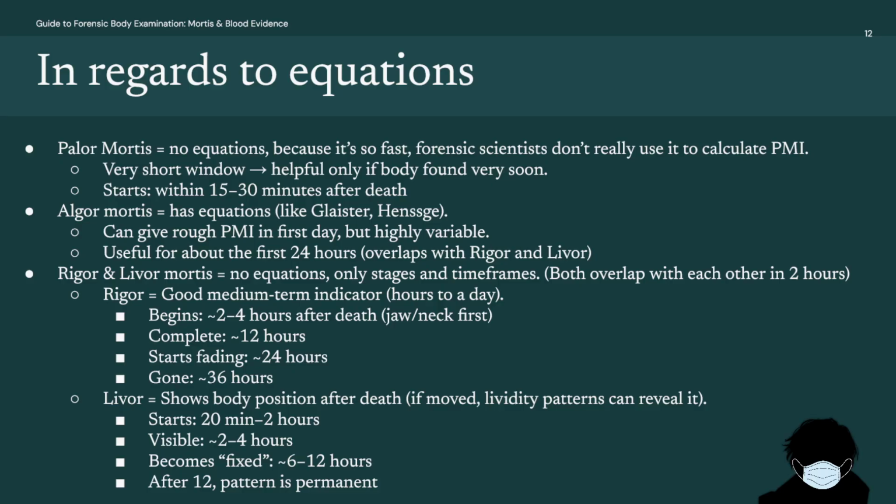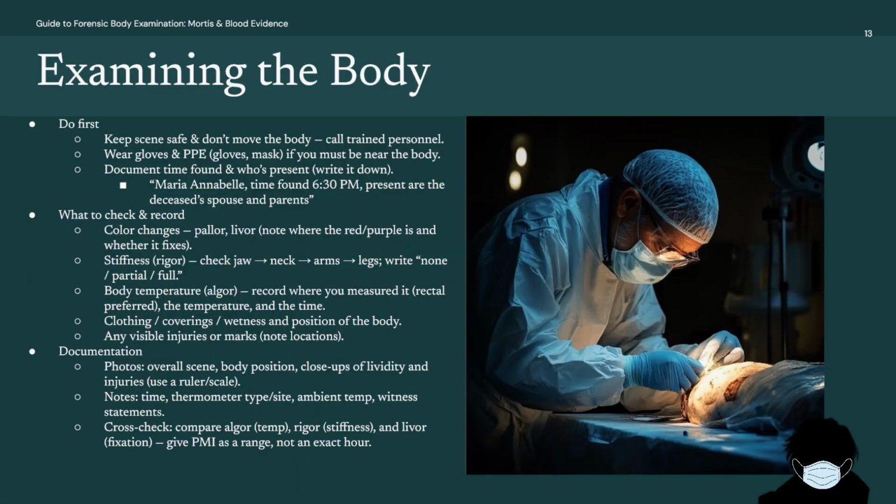Livor mortis shows the body position after death. If moved, lividity patterns can reveal it. It starts at 20 minutes to 2 hours, visible at 2 to 4 hours, becomes fixed at 6 to 12 hours, and after 12, the pattern is permanent.